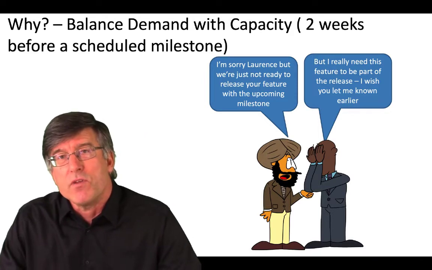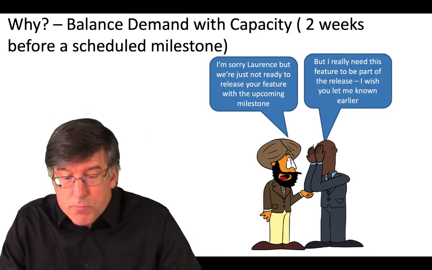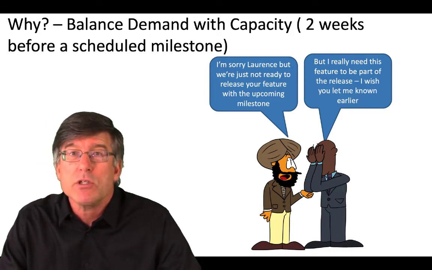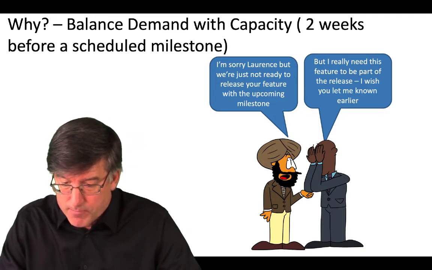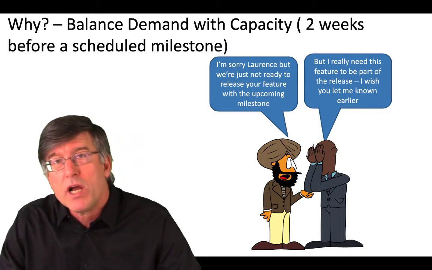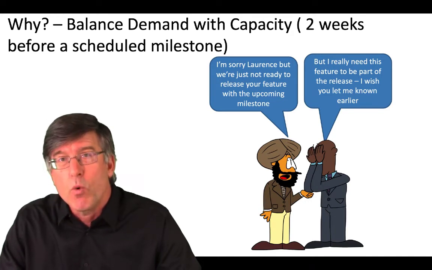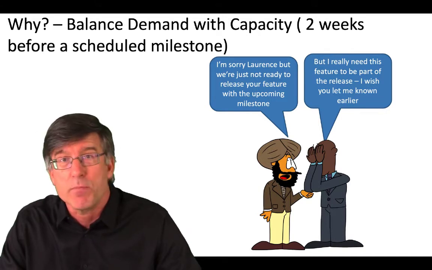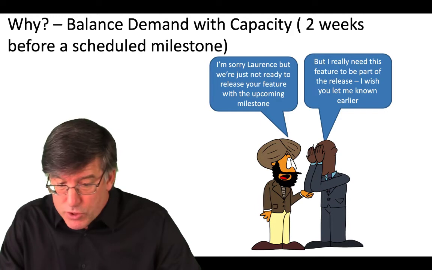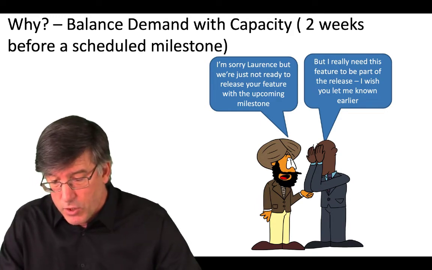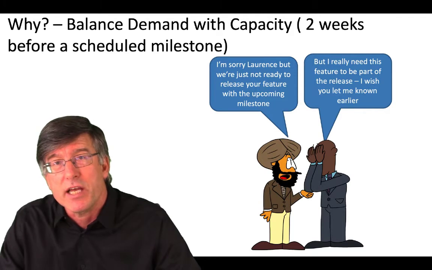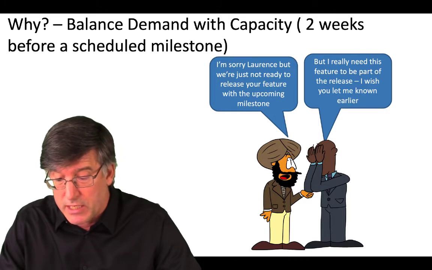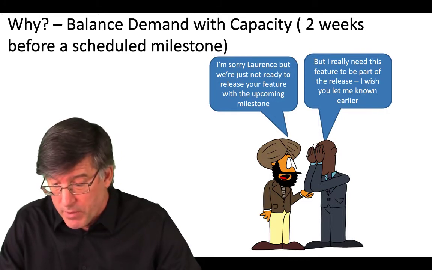The other big part of this is to balance the demand for getting features done, or the demand for getting work done, with the actual capacity that the team has. So we're trying to avoid this kind of situation where a plan has been built, not by the team, but by someone else, typically a project manager, and 2 weeks before a scheduled milestone, in this case, our systems architect, Sahil, comes up to Lawrence, our product manager, and says, I'm sorry, we're just simply not going to get this feature in for the upcoming milestone.